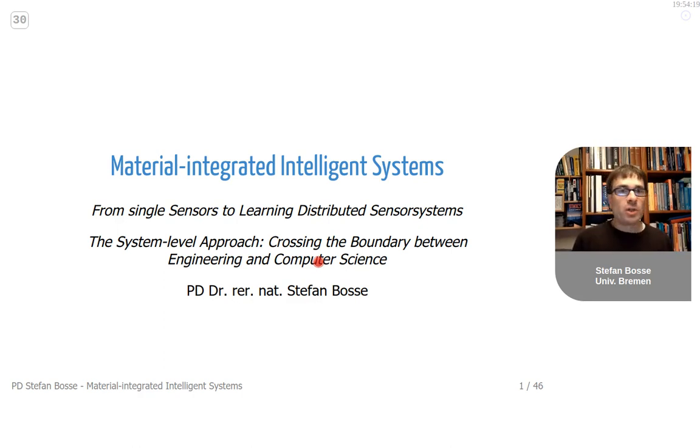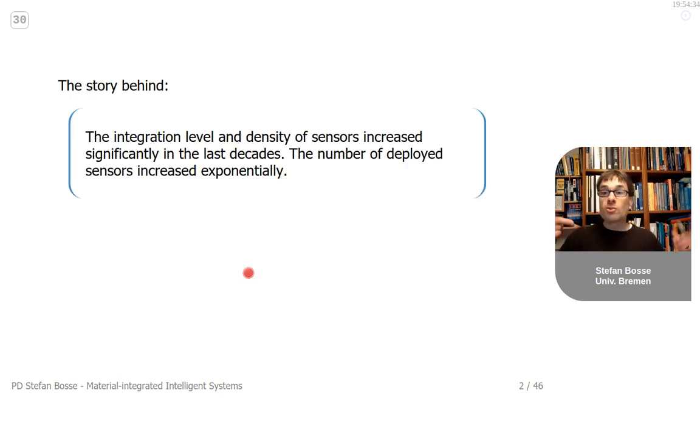Hello everybody, today I want to talk about material integrated intelligent systems from single sensors to learning distributed sensor systems. I wanted to address the system level approach, crossing the boundary between engineering and computer science. The story behind: the integration level and density of sensors increased significantly in the last decades. The number of deployed sensors increased exponentially.